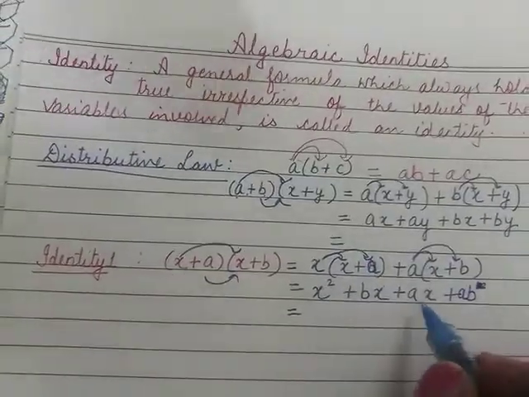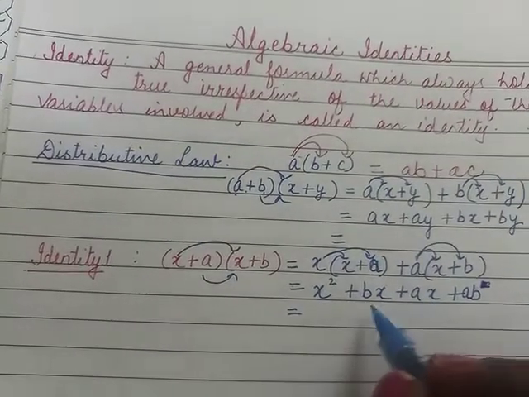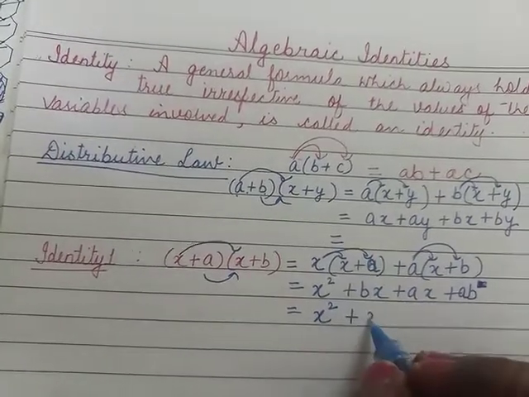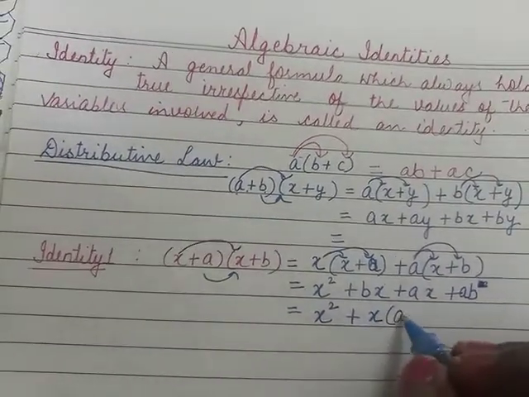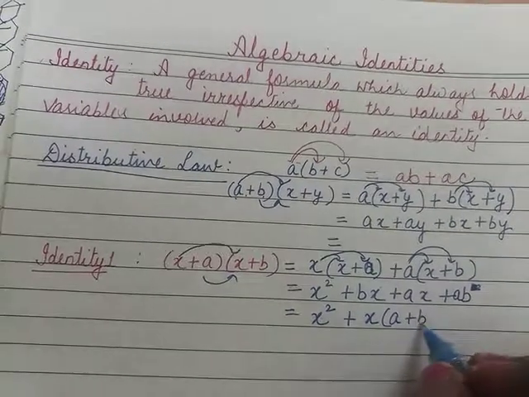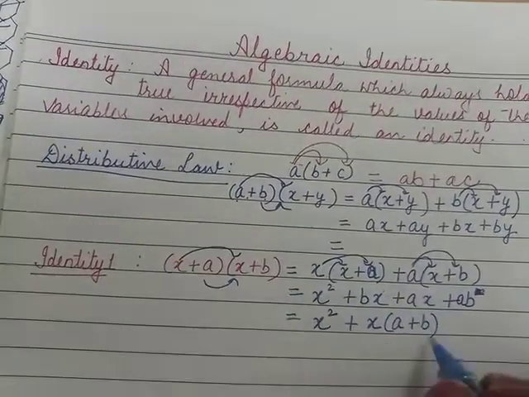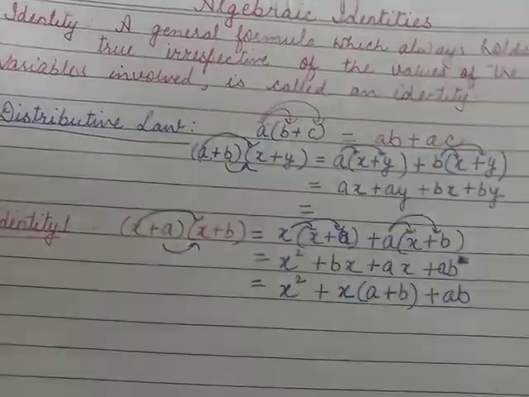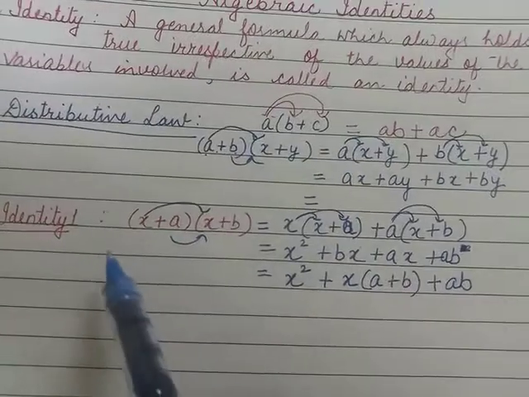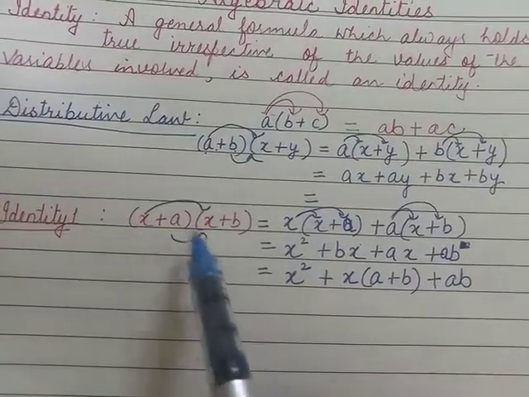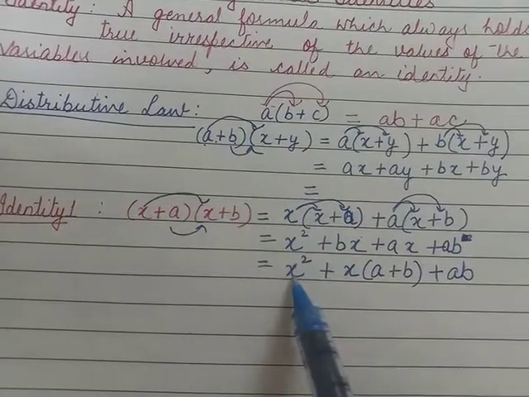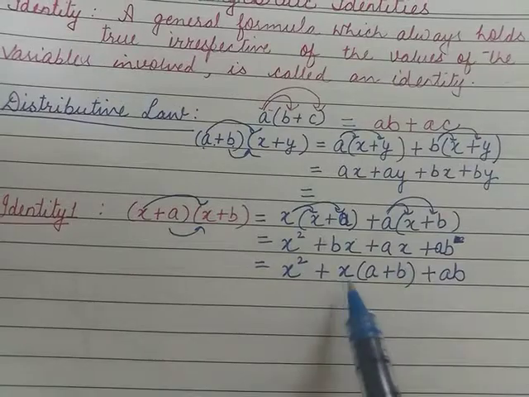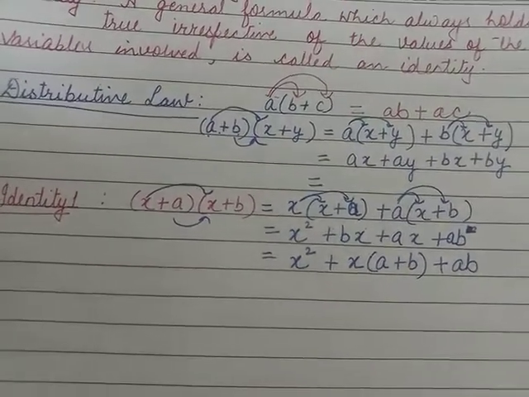Now bx and ax both are the like terms, so we add these two, so it becomes x square. x is common to both, so I take it out, x common. What we are left with? a plus b, whether it is b plus a or a plus b, both ways it is correct, plus ab. So this way we obtain the first identity. x plus a into x plus b is actually equal to x square plus bracket a plus b into x plus ab.